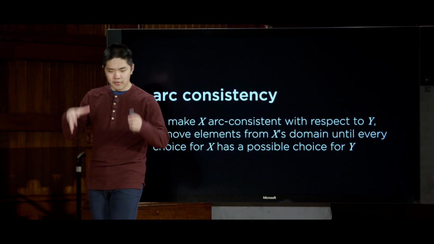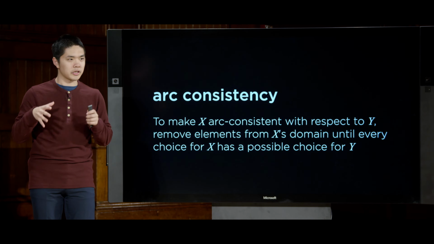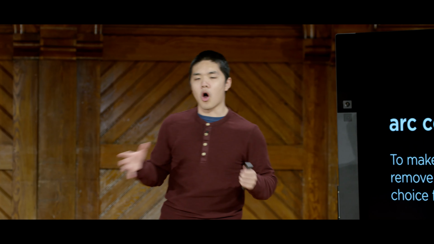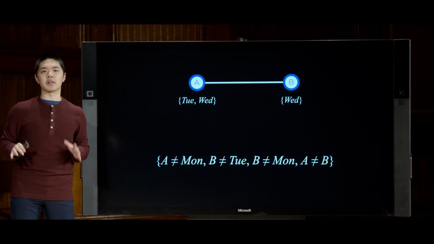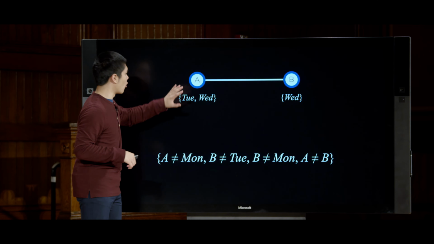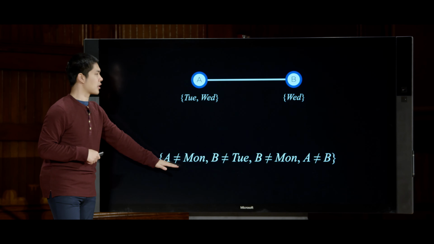So put another way, if I have a variable x and I want to make x arc consistent, then I'm going to look at all of the possible values that x can take on and make sure that for all of those possible values, there is still some choice that I can make for y, if there's some arc between x and y, to make sure that y has a possible option that I can choose as well. So let's look at an example of that. Going back to this example from before, we enforced node consistency already by saying that A can only be on Tuesday or Wednesday, because we knew that A could not be on Monday.